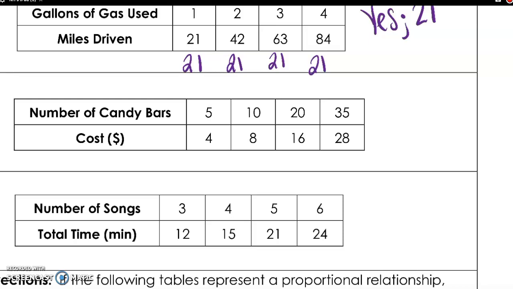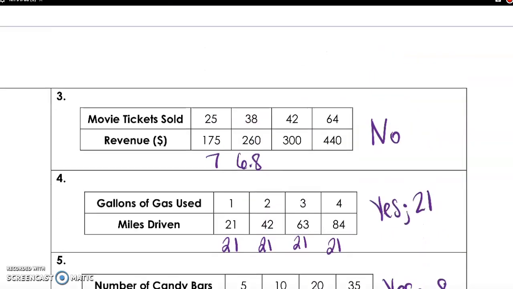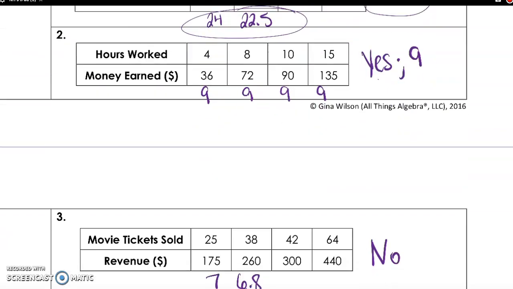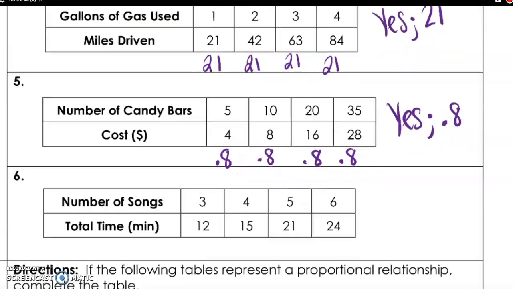All right, so when we do 4 divided by 5, you're going to get 0.8. 8 divided by 10 is also 0.8. 16 divided by 20 is also 0.8. 28 divided by 35 is also 0.8. So yes, and 0.8 is your constant of proportionality, or your constant rate. So it's okay that it's a decimal.